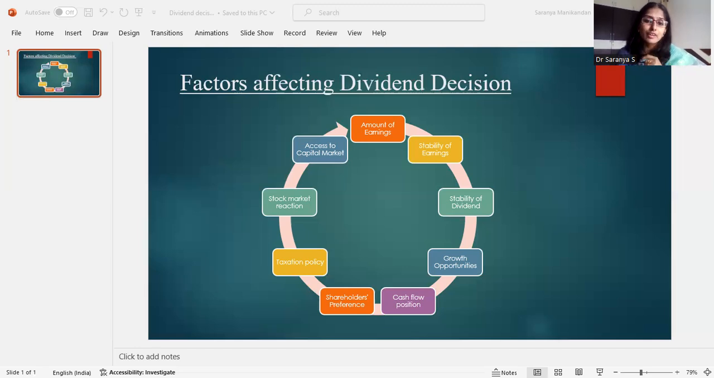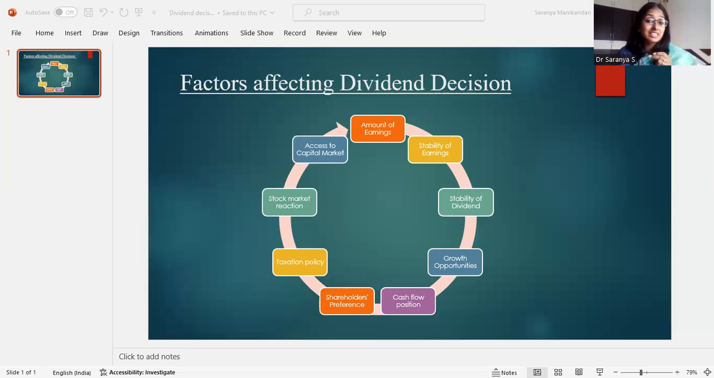And the next one, we have shareholders' preference. While declaring the dividend, the management must keep the shareholders' preference in mind because when they are getting dividend, they will feel happy and satisfied. Even some shareholders desire to get at least some amount as dividend. So the company should consider the preference of shareholders while declaring dividend.